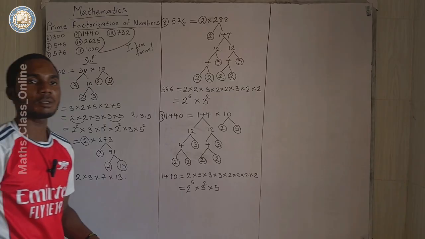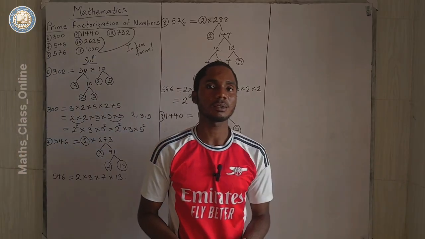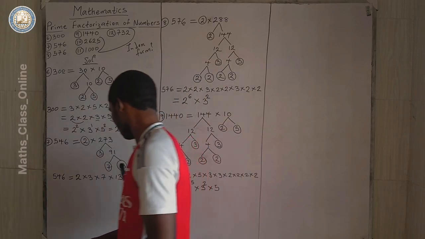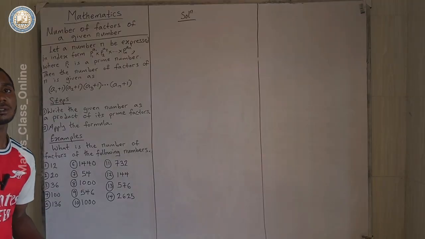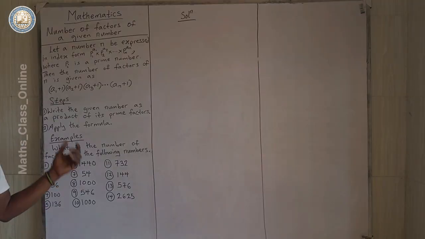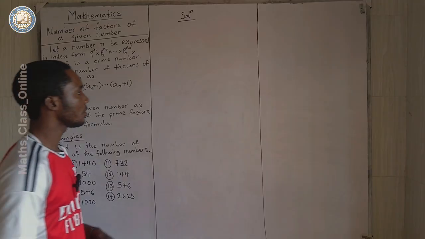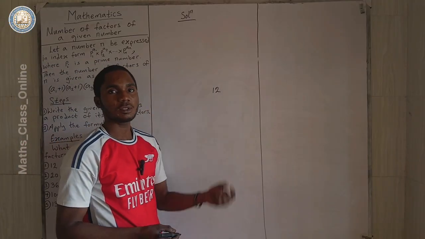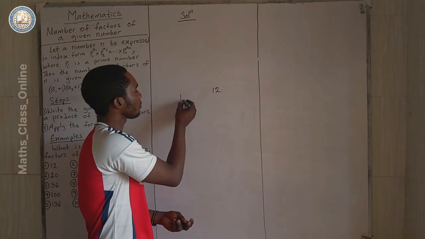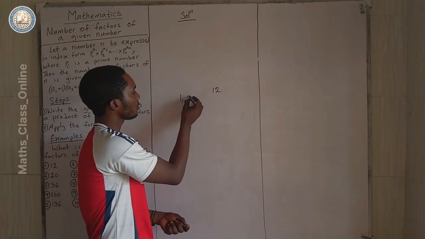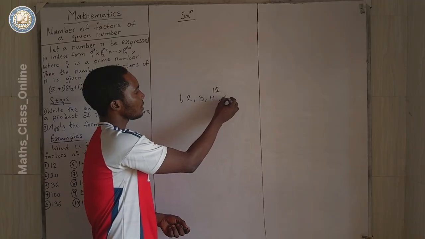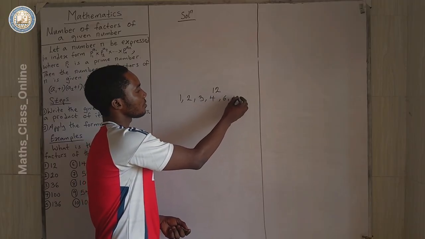Next is to discuss the number of factors of a number using prime factorization. Number of factors of a given number. What do we mean by this? Let's assume we have 12. What are the factors of 12? 1 is a general divisor. 2 divides 12. 3 divides 12. 4, 6, and 12 itself.